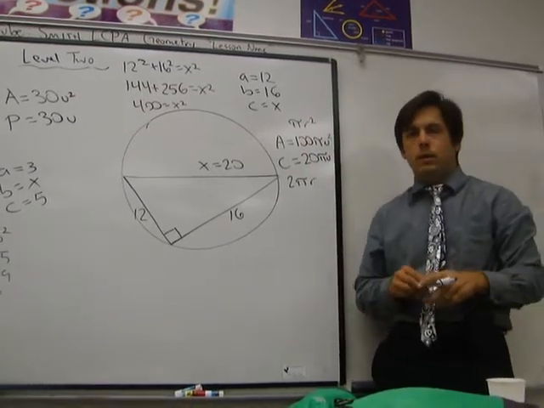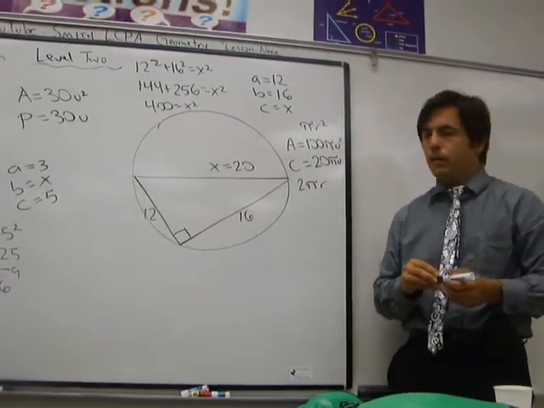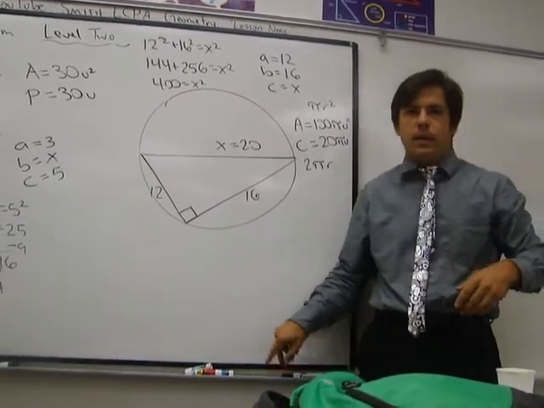Wait, how do you know that the sides were 12 and 16? Given. That was part of the problem. Okay. That was already given. Okay, thank you very much. That's level 2.